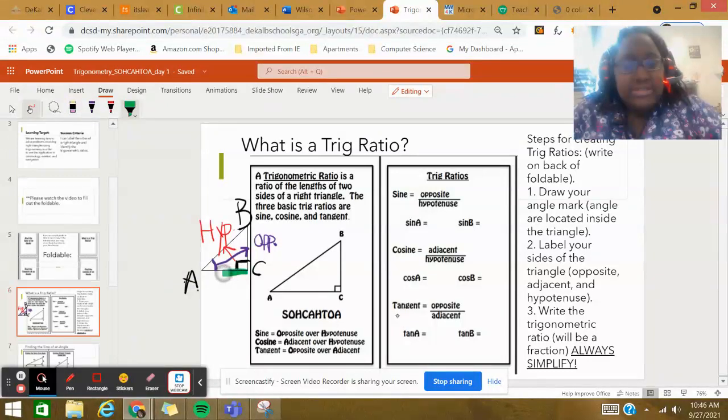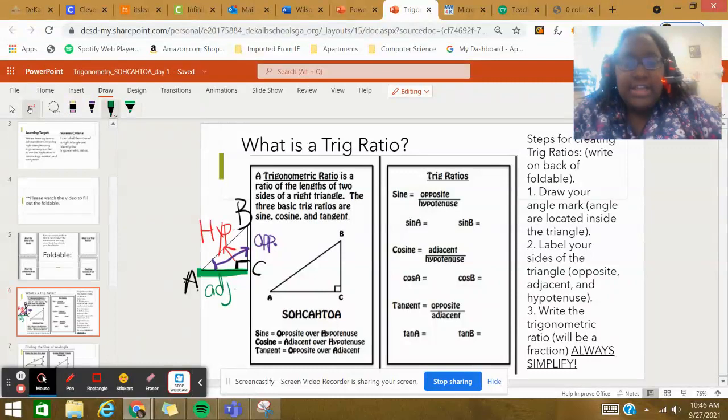And in this case, my adjacent side is AC. So I'm gonna label this green. That's AC. Oh, is that the same? That ain't even close. Let's do this one. So this would be my adjacent side. And again, you can put ADJ or you can just put the letter A. So I got my opposite, my adjacent, and my hypotenuse.